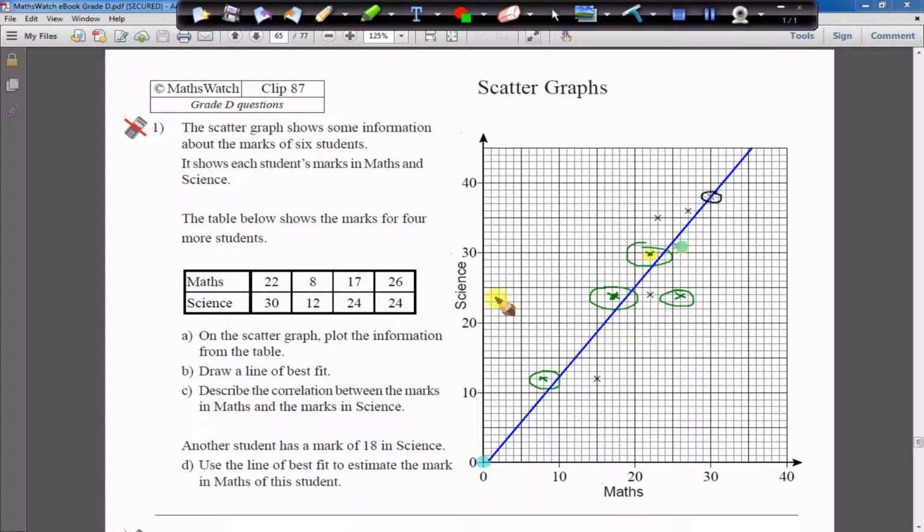Now we can use this line to answer the questions. So on the scatter graph, plot the graph, draw a line of best fit, describe the correlation. What kind of correlation is this, folks? This is called a positive correlation.